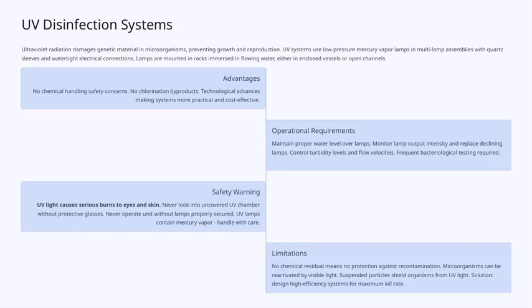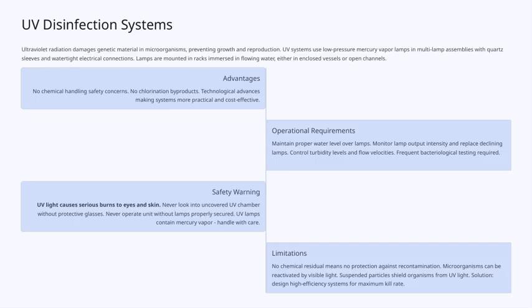The lamps are mounted in racks that are immersed in flowing water, either inside enclosed vessels or in open channels. This setup allows the UV light to directly contact the microorganisms in the water, neutralizing them efficiently. One of the biggest advantages of UV disinfection is that it doesn't require handling chemicals, so there's no risk of chemical safety concerns or creating chlorination byproducts, which can be problematic. Plus, recent technological advances have made these systems more practical and cost-effective, making them a viable option for many water treatment applications. Now, let's look at the operational requirements.